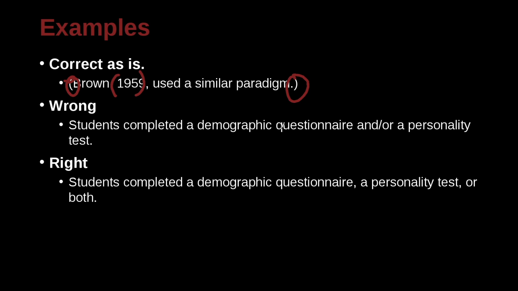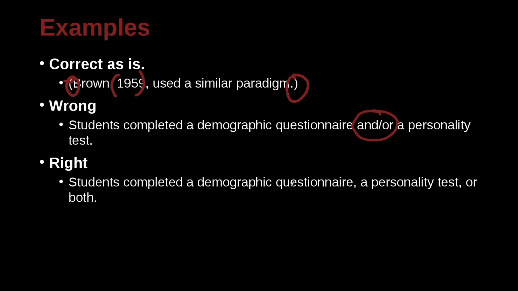Students completed a demographic questionnaire and/or a personality test. And/or. So that sounds like they did the questionnaire and they could have done the questionnaire and the personality test, or they did the questionnaire or personality test.